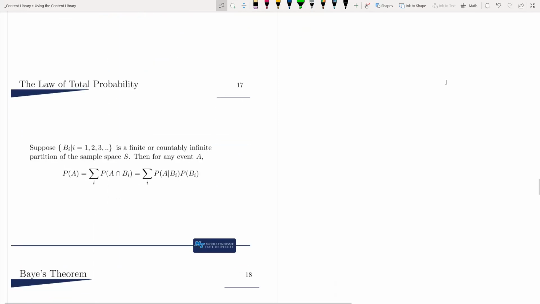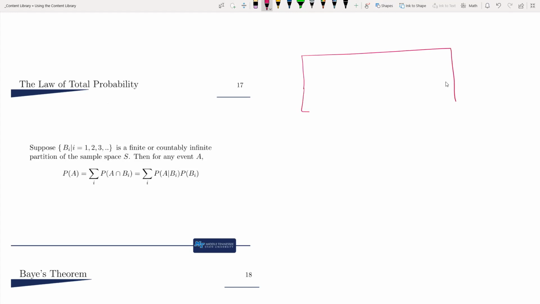So let's say you have a partition, Bi, i equal 1 to 3, it can be binary, it can be a countable partition of sample space S. Then for an event A, we can write probability of event A equal sum of probability of A and Bi. So let me draw this and explain what this means.